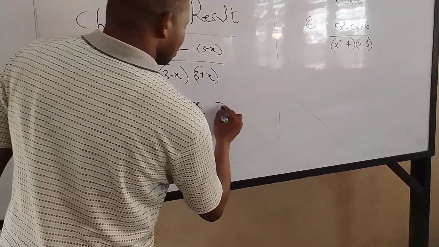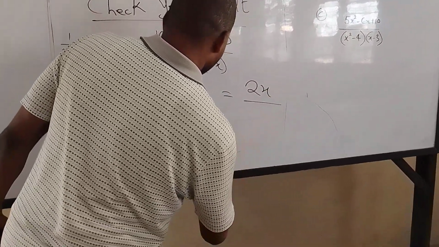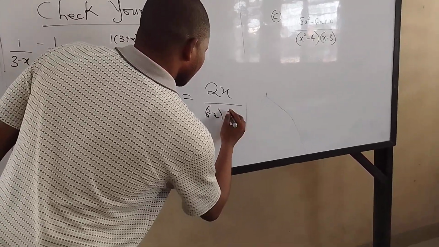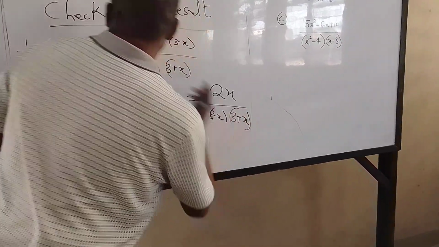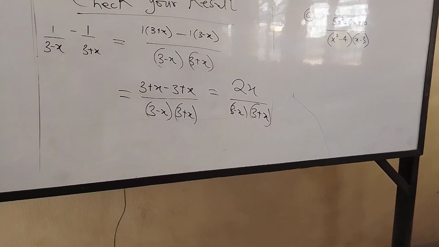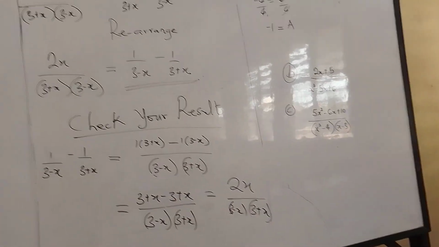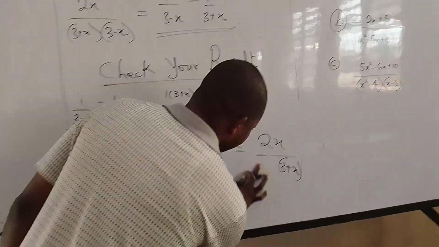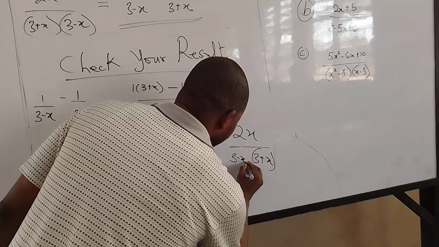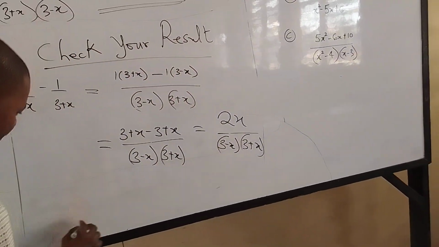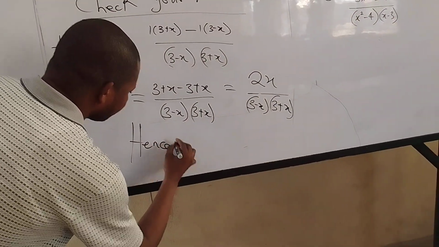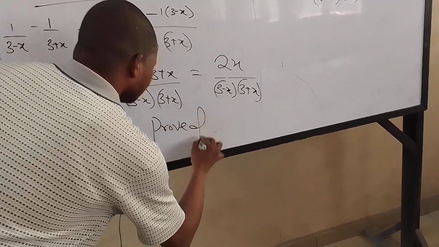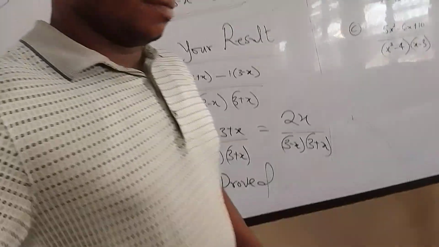Now this is positive x, this is positive x. x plus x is 2x. This is 2x over 3 minus x into 3 plus x. Is it not the same thing? Yes. It is the same thing. So which means that our answer is correct. Hence proved. Awesome.